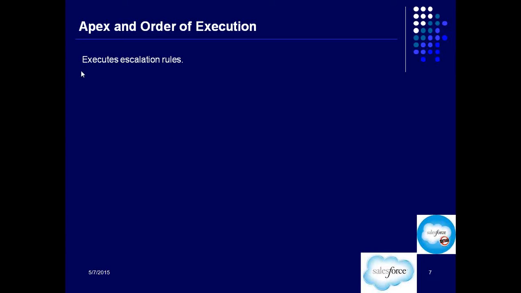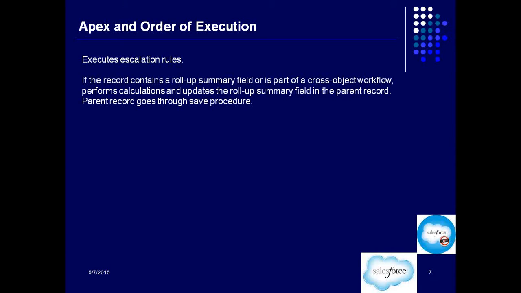Then it executes any escalation rules. So if there are any escalation rules which need to be executed, those will get executed. If the record contains a roll-up summary field or is part of a cross-object workflow, it performs calculations.